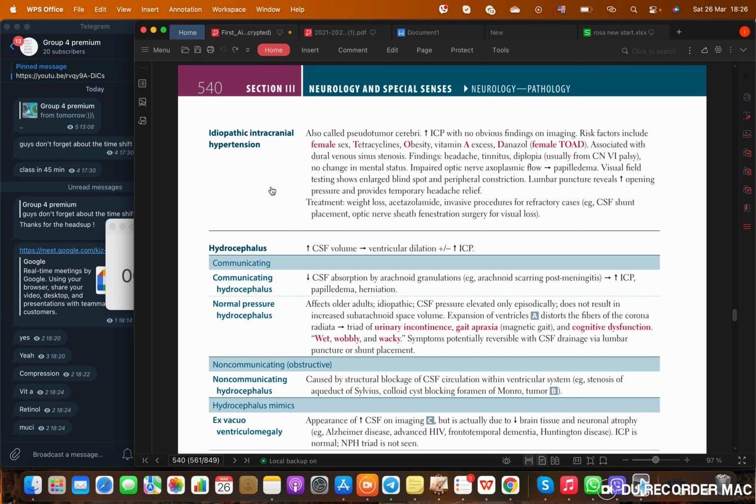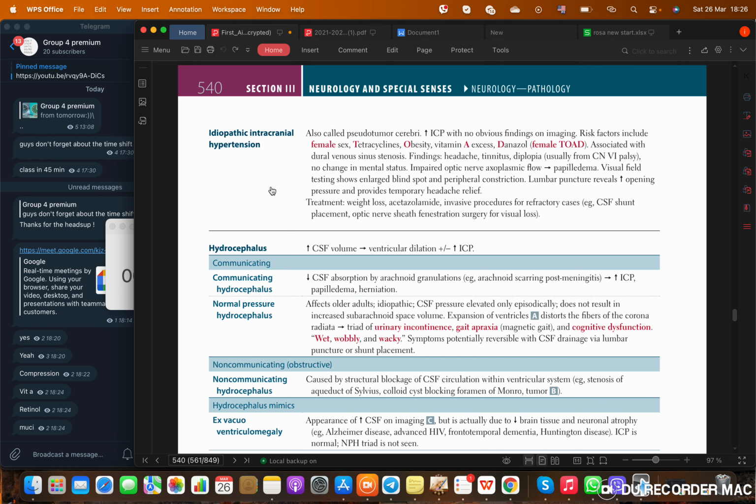Okay, so after that, it's produced, it moves from the lateral to the third ventricle through the foramen of Monro. And then in the third ventricle, it moves to the fourth ventricle through the aqueduct of Sylvius. And then in the fourth ventricle, it passes through the foramen of Magendie and the Luschka into the subdural sinuses. And then into the arachnoid granulation, it goes to the venous system.